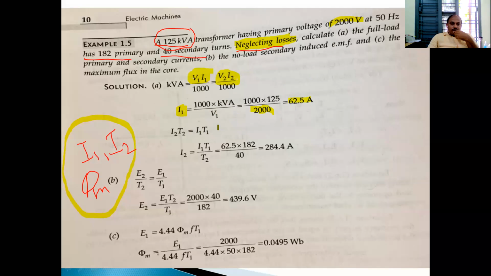Now in transformers, another formula is primary ampere turns. Ampere means current, turns means the number of turns. N or T: in this textbook, the number of turns is represented with T. T1 is the primary turns and T2 is the secondary turns. So I1 N1 equals I2 N2.